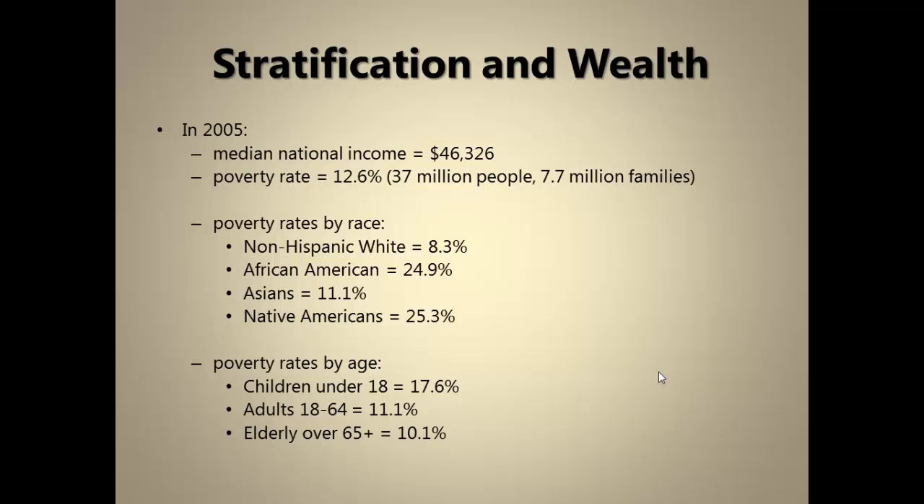And by age, you can also see that children under 18 are the largest group of those living in poverty. Many of them are individuals receiving public assistance or in public assistance families. The largest percentage of persons who receive public assistance in America are children.